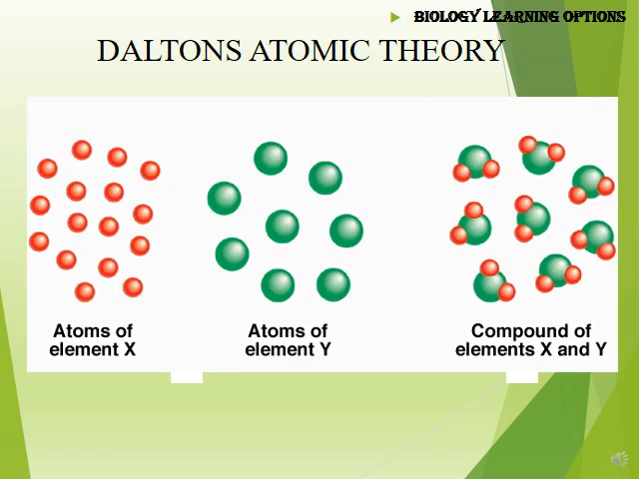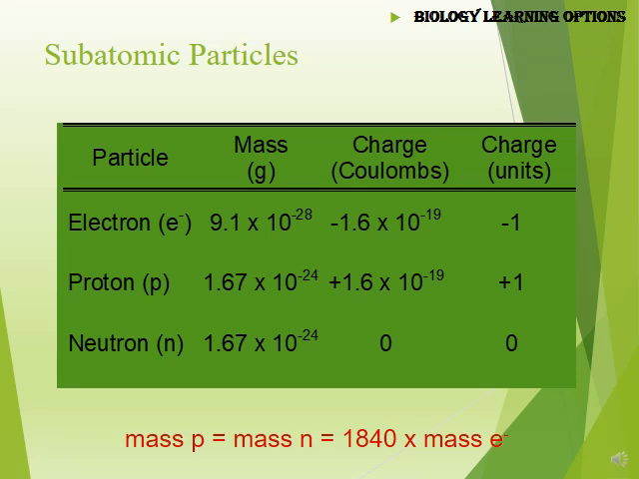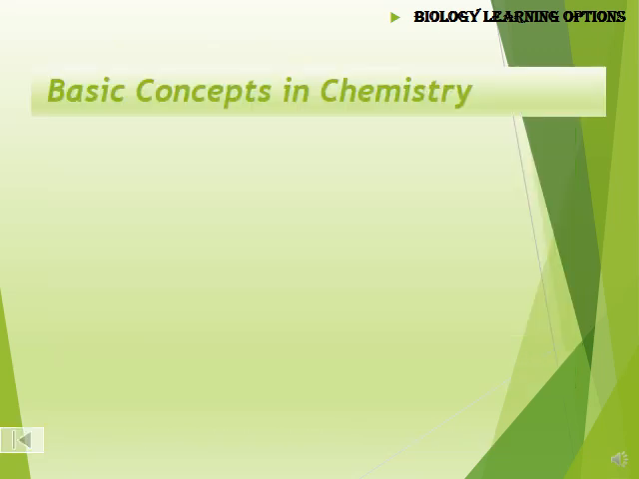Then here is Dalton's atomic theory, which shows the red balls, which are the atoms of element X, and the green balls are representing the atoms of element Y. And here the compound of these elements X and Y is shown. Then here are subatomic particles: electrons, protons and neutrons. And here is the mass for these particular particles. So then we come to basic concepts in chemistry.